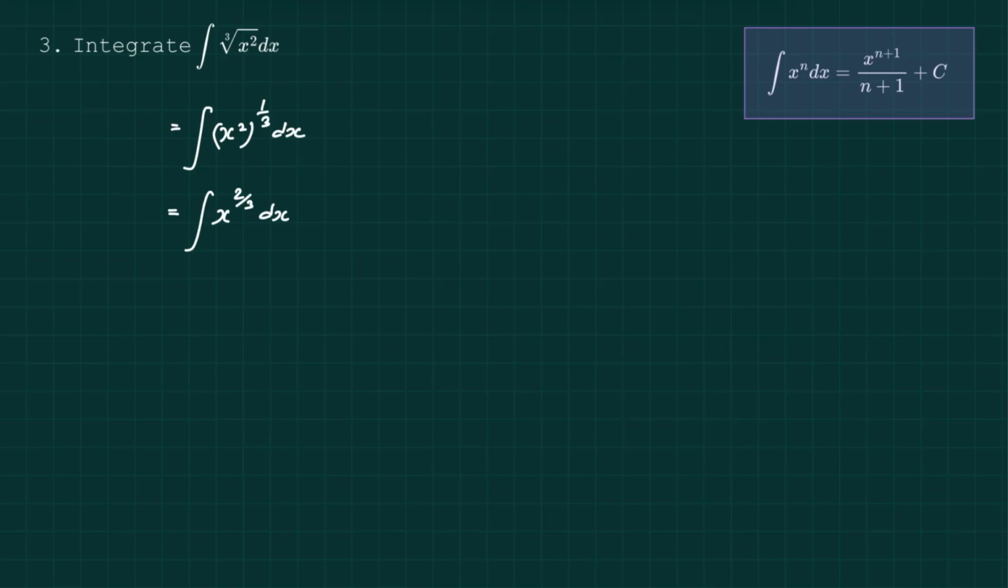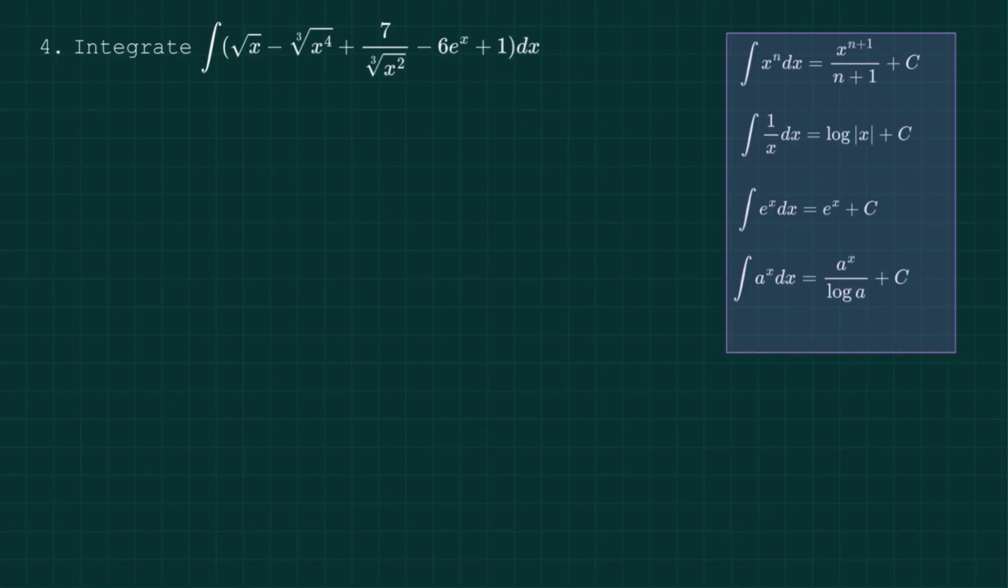Now using the formula, it equals x to the power 2 by 3 plus 1 whole divided by 2 by 3 plus 1, plus the constant of integration. If you add, it will be x to the power 5 by 3 divided by 5 by 3 plus c. So this equals 3 over 5 x to the power 5 by 3 plus c.